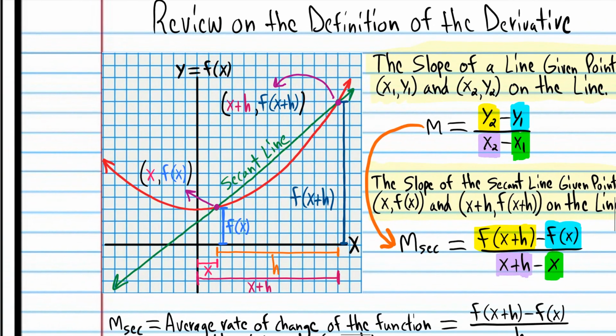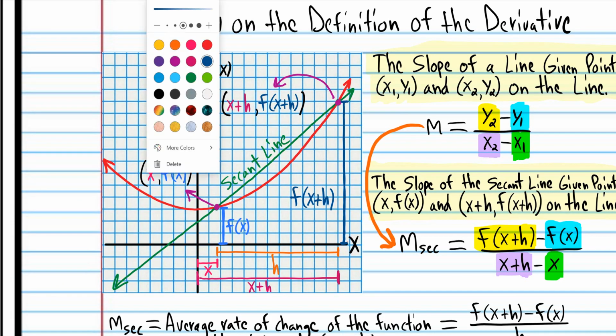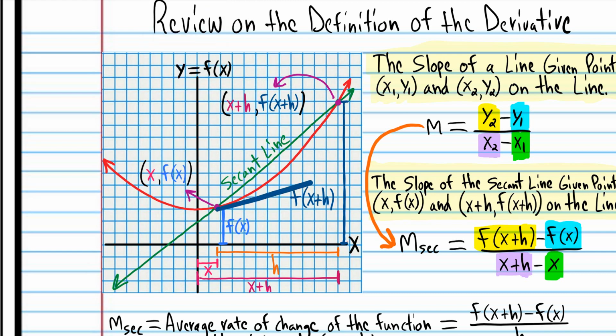So remember, if you want to find the instantaneous rate of change of a function at some point, that is the slope of the tangent line at that point, the slope of the line that is tangent to the graph at that point. So the slope of that blue line is the instantaneous rate of change of the function at this purple point. Now, when we say instantaneous rate of change, we mean how fast the y values are changing as the x values are changing.